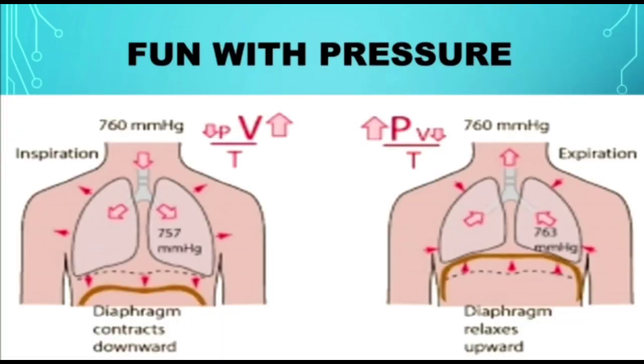Transmural pressure gradient plays an important role in respiration. A 4 mm mercury difference in pressure enables the lungs to expand and shrink. When intraalveolar pressure is less than atmospheric pressure, it causes inspiration, and when intraalveolar pressure is more than atmospheric pressure, it causes expiration.